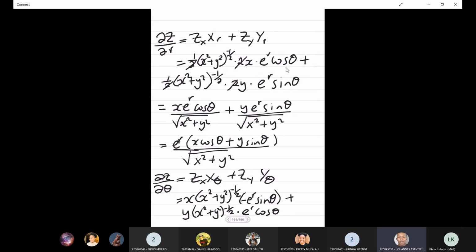But what about differentiating the cos theta? Like using the product rule. Why would you use the product rule?